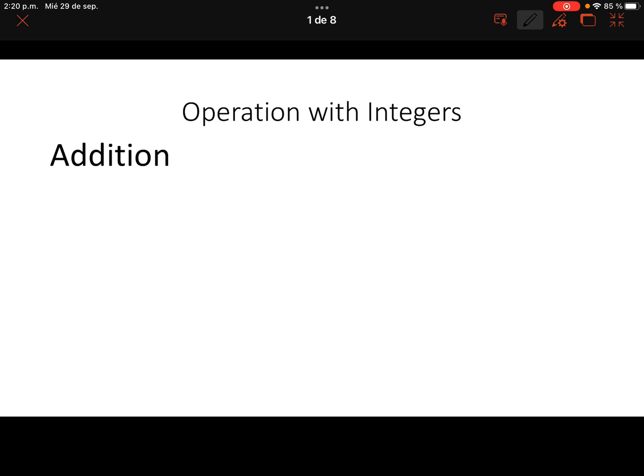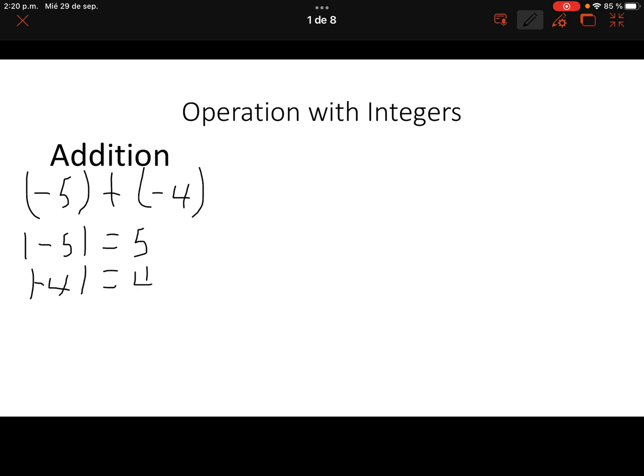Okay, let's analyze this case. Let's add -5 plus -4. The process is this. We have to find the absolute value for each number. The absolute value of -5 is 5, and the absolute value for the second number, -4, is 4. Then we have to add the absolute values. 5 plus 4 is equal to 9.